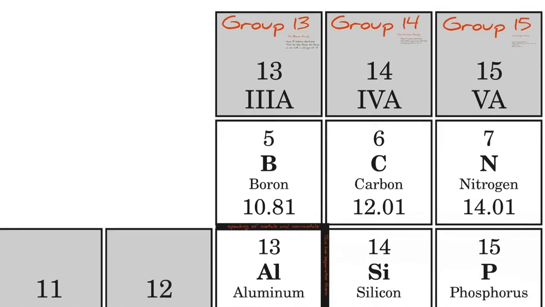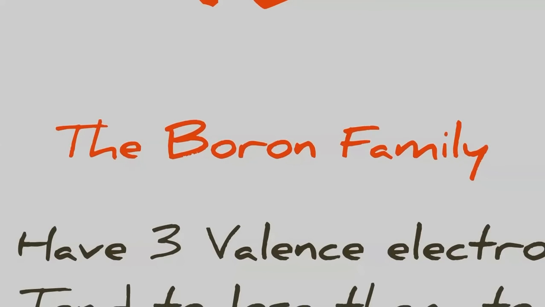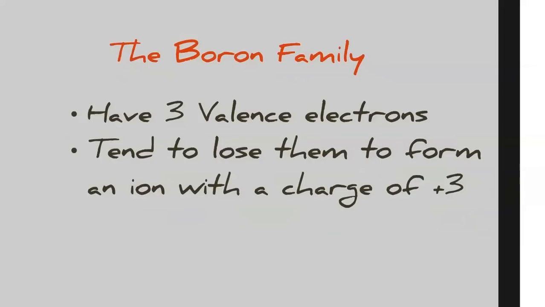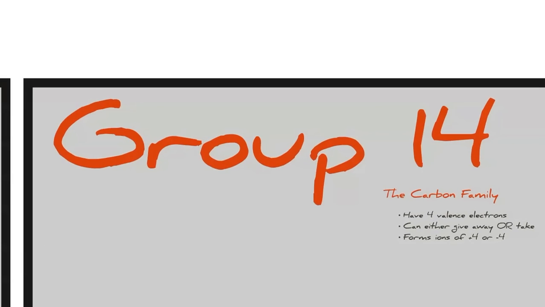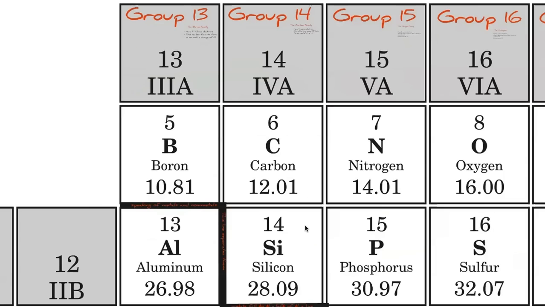The boron family. They are not boring. The boron family has 3 valence electrons, so they tend to lose those 3 electrons to form an ion with a positive 3 charge.